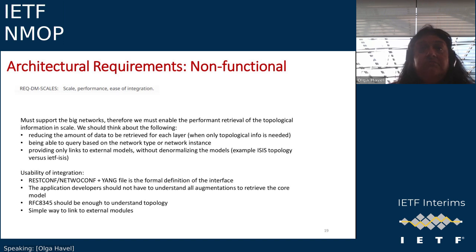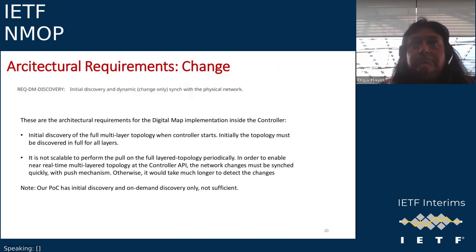And this is maybe something that shouldn't go into the draft, because it assumes, this is only my opinion, RFC 8345 should be enough to understand topology. So this shouldn't be in this draft, because we shouldn't be mentioning RFC 8345 here. It should just say simple model. And this is also an architectural requirement for the controller, so maybe we can decide to keep it or not to keep it.